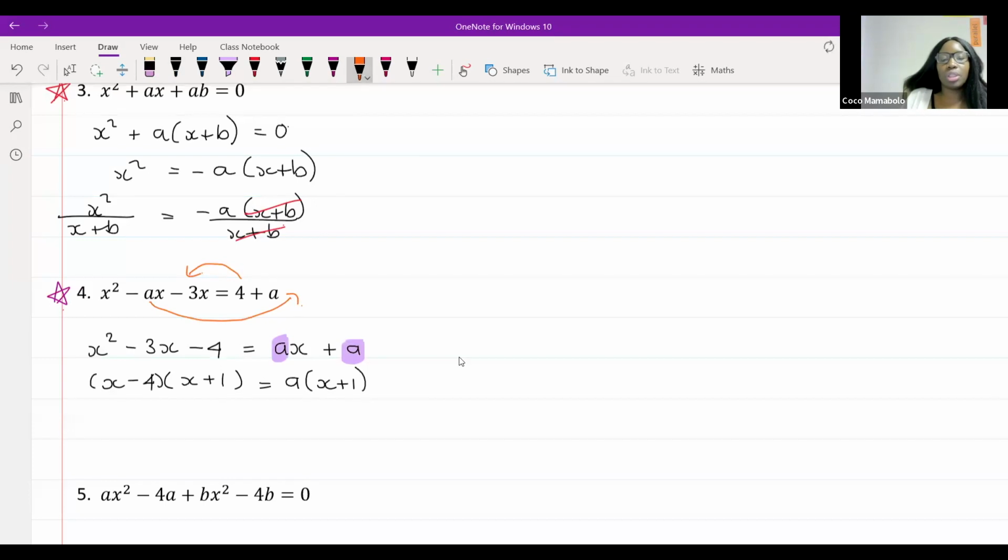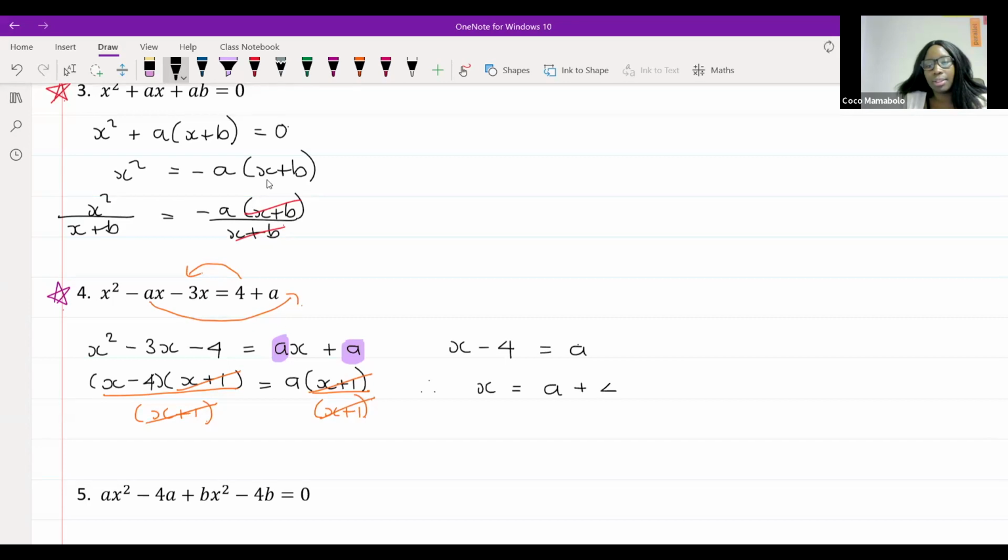Now, what I'm going to do is divide both sides by x plus 1. So x plus 1 and x plus 1 will cancel. And on this side as well, x plus 1 and x plus 1 will cancel. So I will end up with x minus 4 is equal to a. Therefore, x is equal to a plus 4.